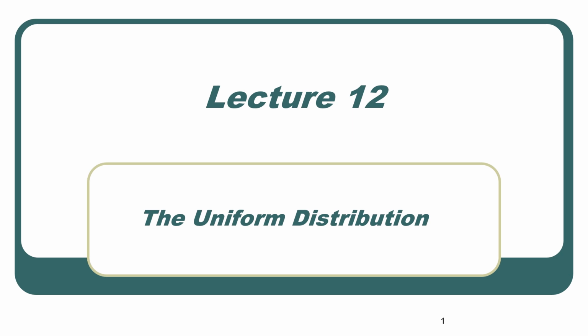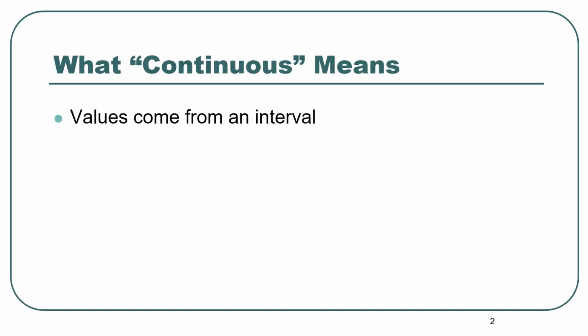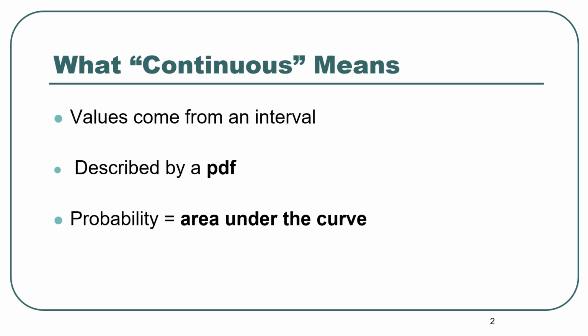Welcome everybody, this is lecture 12, the uniform distribution. Since our variable is continuous, we focus on an interval of values rather than a specific value, and we want to calculate the probability of x, the random variable, being inside a specific interval of values. And we are going to use, of course, the probability density function, PDF for short, to give us the probability as an area under the curve.